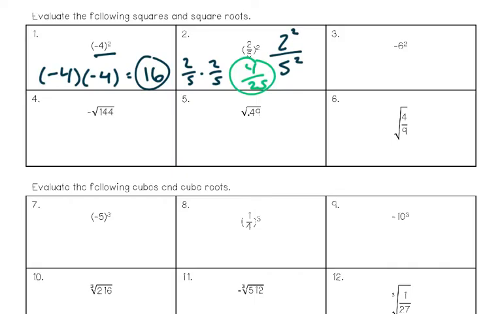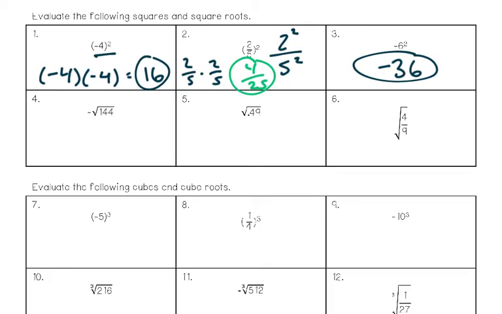Let's look at number 3. You have a negative 6 squared. So remember, if the negative is on the outside and there's no parentheses, if you type this in the calculator, it will recognize this as 6 squared first. So 6 times 6 is 36, and then it'll just put that negative sign on the outside. So since there's no parentheses, it's a negative 36.